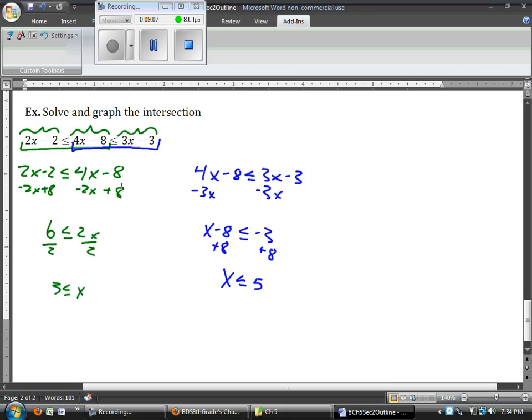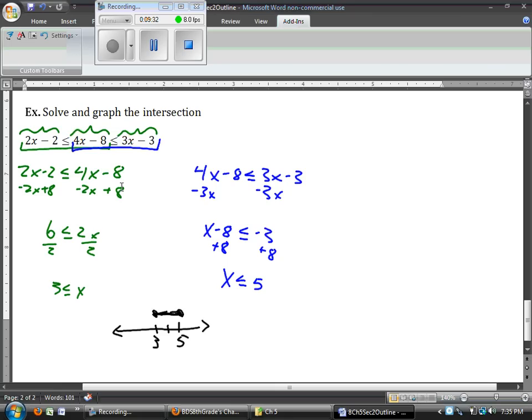So now I have to look. Check my graph. Okay? Is it possible for this to be true? I have a 5 here. x is less than or equal to 5, so it's going this way. I have a 3 over here. x is greater than or equal to 3, so it's going this way, which means we're good.